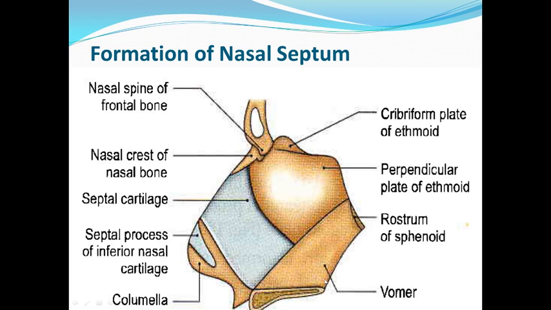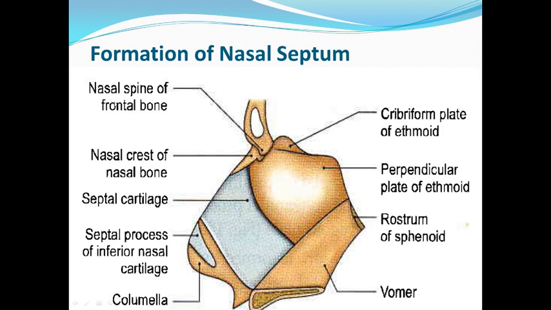The bony part is formed by two very important bones. The first one is the vomer, and the other is the perpendicular plate of the ethmoid. So the vomer and the perpendicular plate of the ethmoid form the bony part of the nasal septum, and this bony part also receives the margins of some other bones.